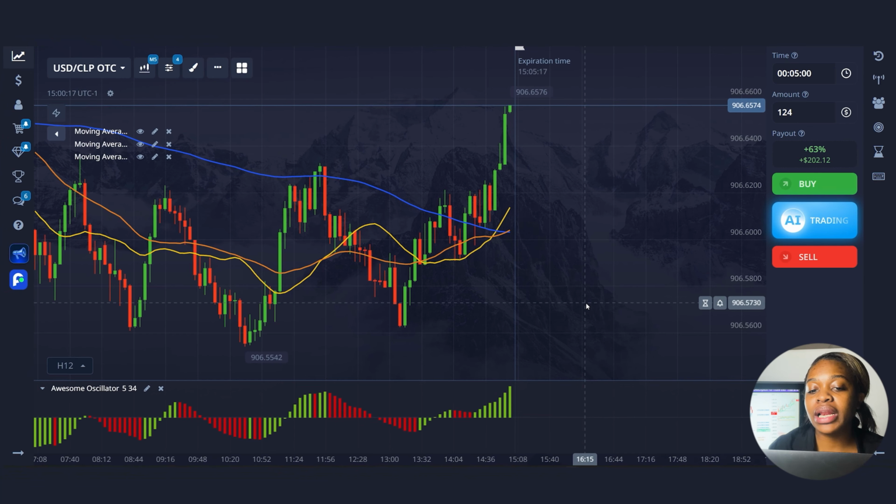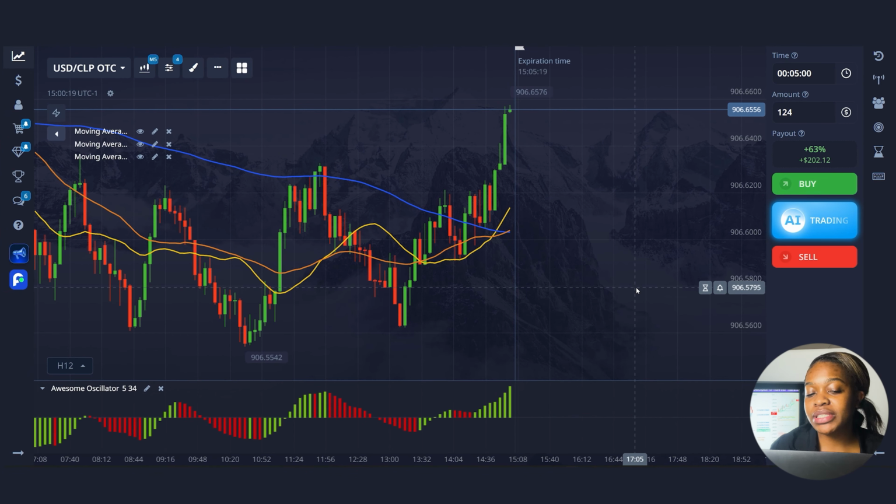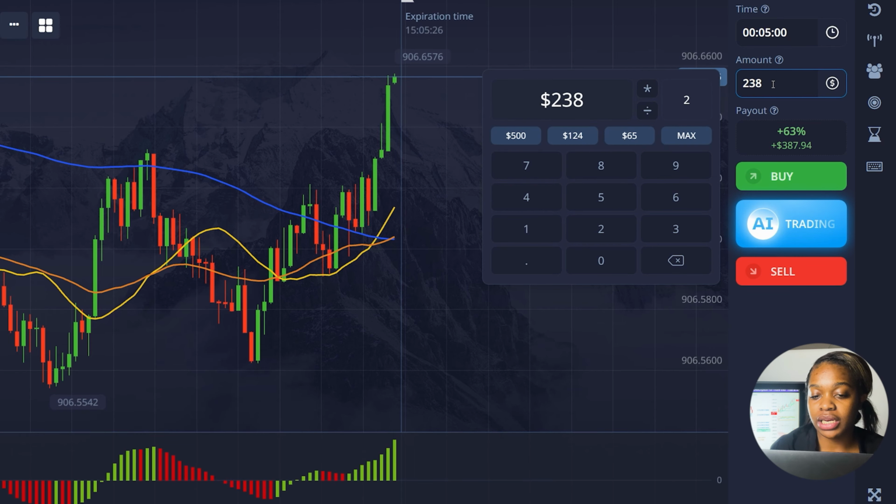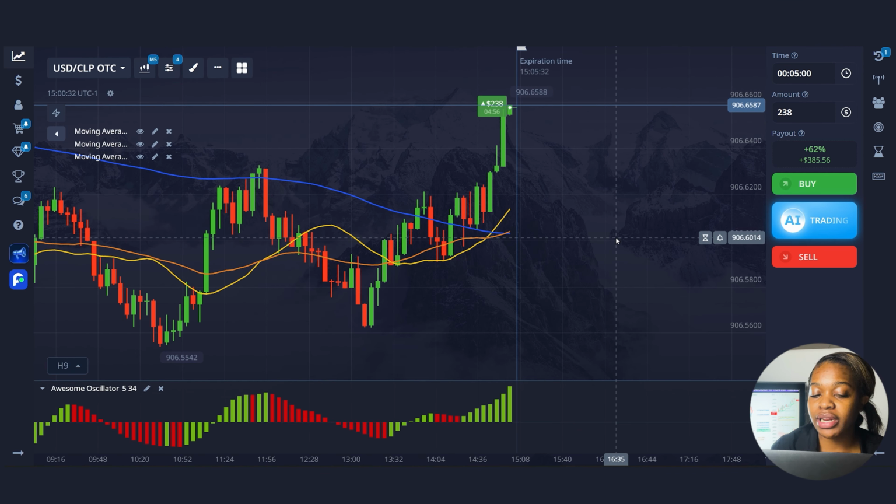Now I'll show you an equally interesting situation. The opposite of the previous ones. I'm opening an up trade for $238. I expect the price to move upward and here's why.